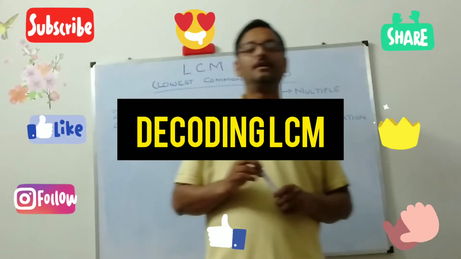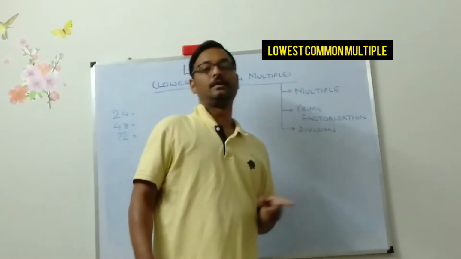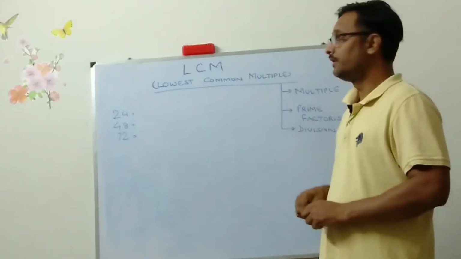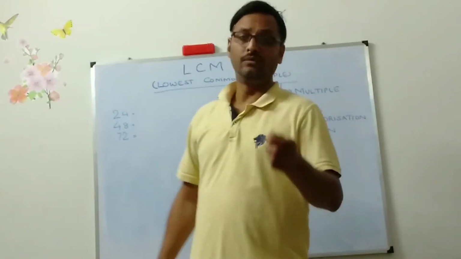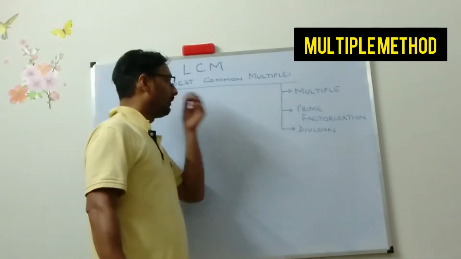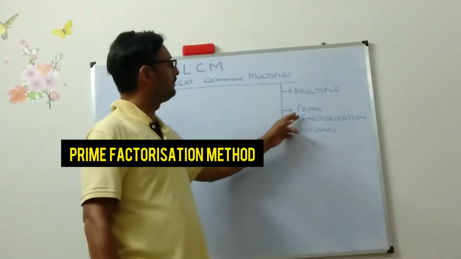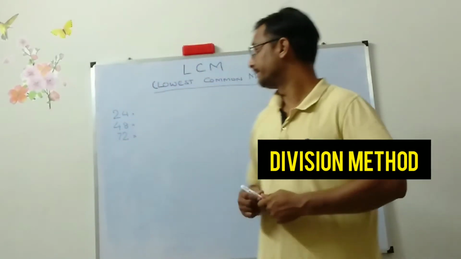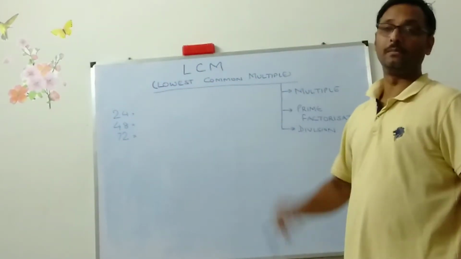Hello students, today I will be teaching you LCM. The full form of LCM is lowest common multiple. There are three ways we will be deriving LCM. The first one is multiple method, second one is prime factorization method, and third one is division method. So first I will be doing with multiple method.